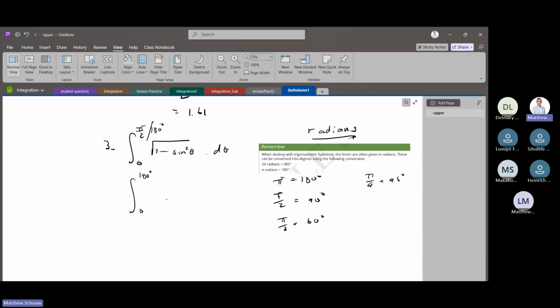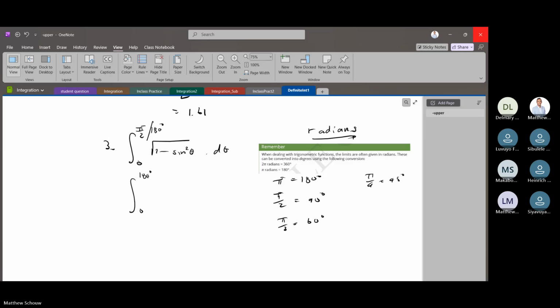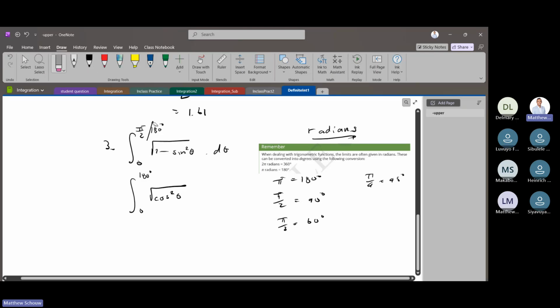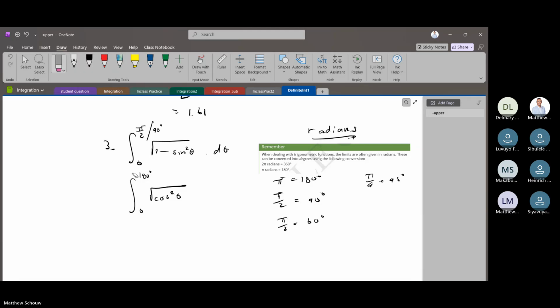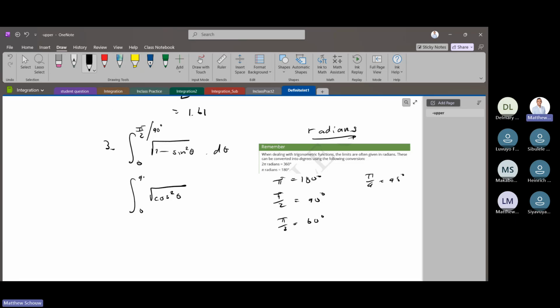Root 1 minus sine squared. Can anyone just tell me what 1 minus sine squared is? Cos squared. Perfect, exactly. So you have root cos squared. On the place of pi divided by 2, you put 180? You're going to tell me it's 90, yes. There you go, thank you. So it's 90 degrees, because pi divided by 2 is 90 if pi is 180. Perfect. So then we have root cos squared theta d theta.